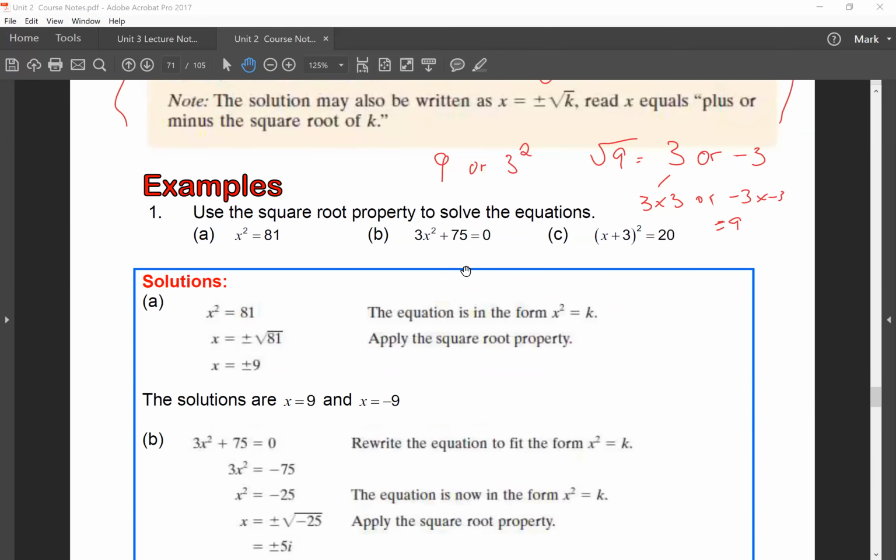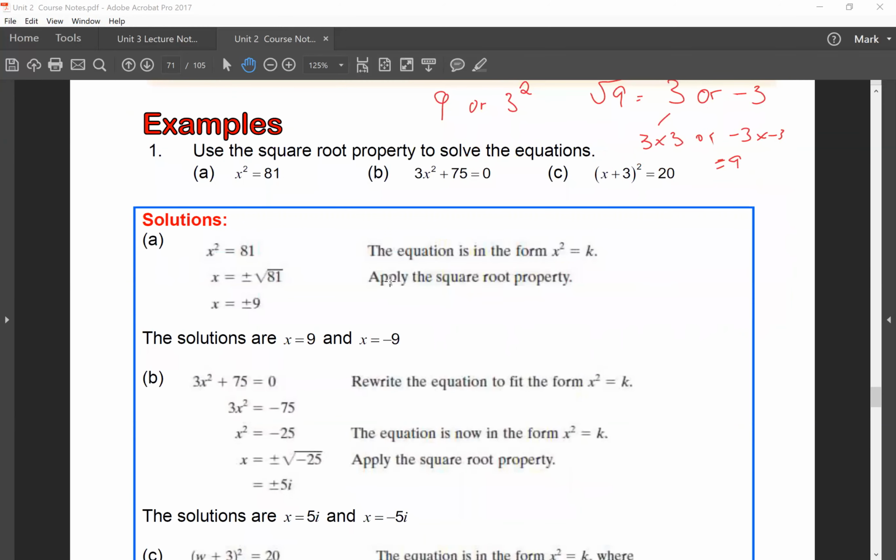So let's look at this to solve the equations below. Question number 1 says, use the square root property to solve all of the equations. A is x squared equals 81. B, 3x squared plus 75 equals 0. And then C, x plus 3 all squared equals 20. Okay, so the first one is kind of what I just said.